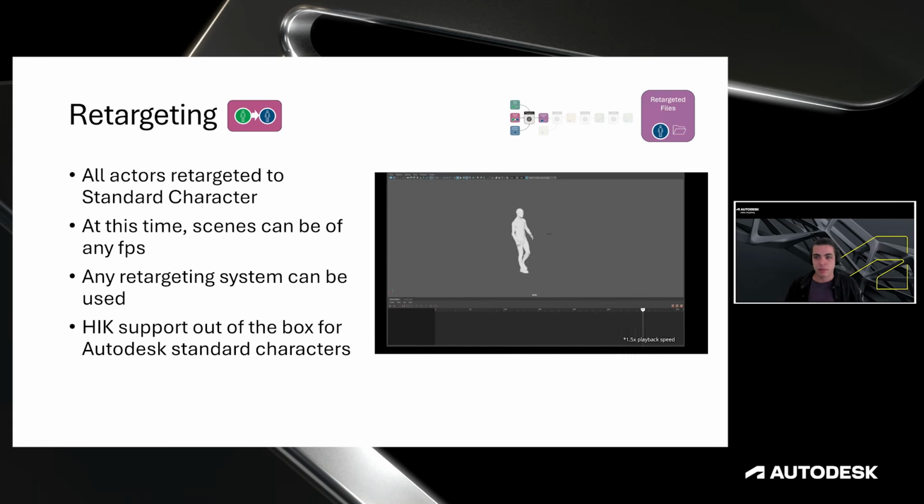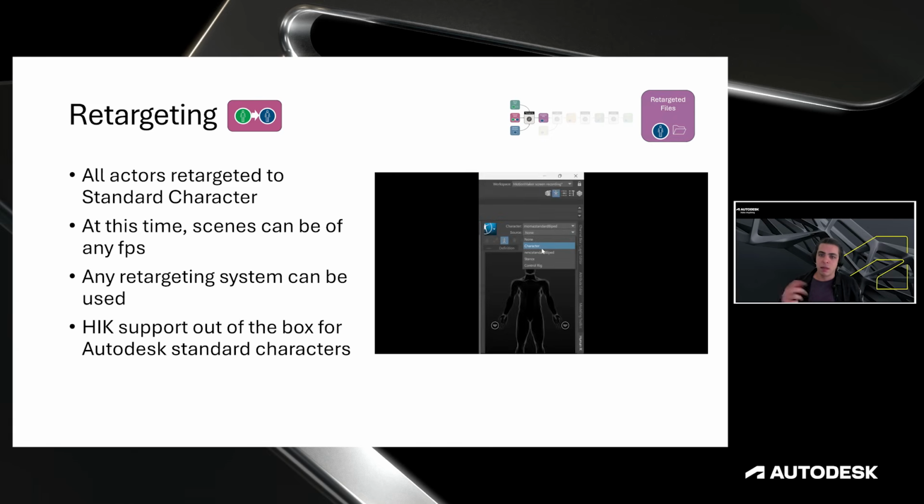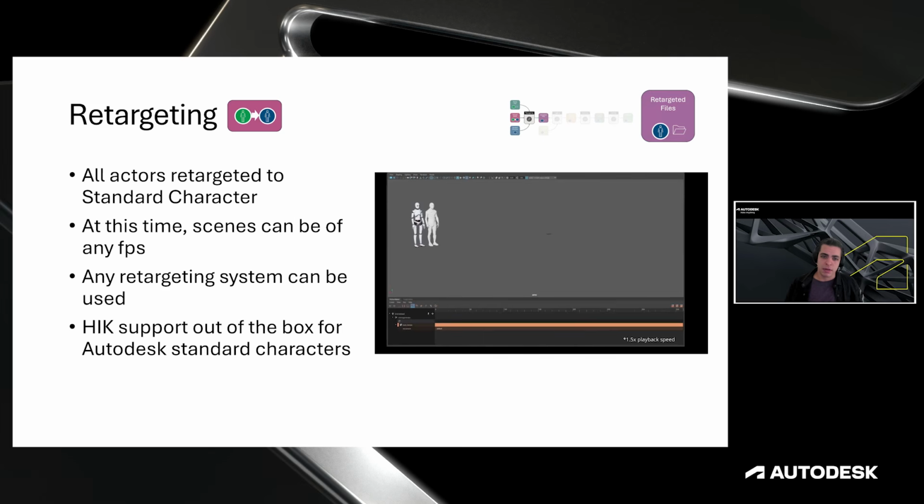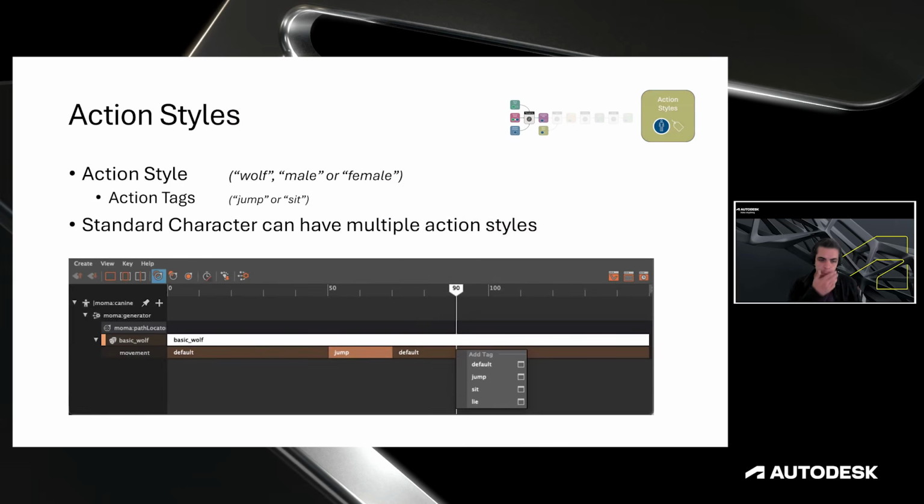You can see the same original animation that we had. We retargeted it on the standard character. So you can see the robot, which is using the standard character definition of the Autodesk biped, can be animated using the same source motion.